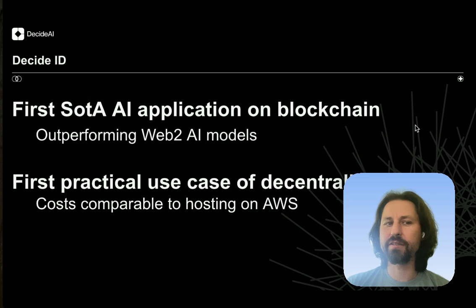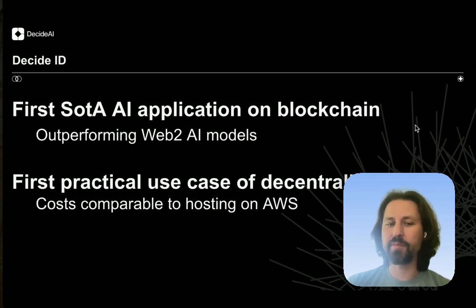So Decide ID is the first state-of-the-art AI model running on a blockchain. This is an AI model that outperforms the best available models anywhere. So a true state-of-the-art model. And ID is the first practical use case of decentralized AI. A, it's as good as a model that can be found on any Web2 platform. That's a true use case. And B, its costs are comparable to hosting on a centralized service like AWS. And even if we set it just right, we can get even cheaper, which is pretty amazing.